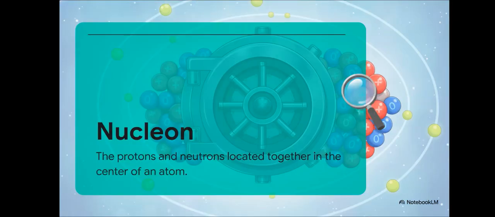Now, I want you to picture the center of an atom, the nucleus, like a heavy-duty, highly secure vault. Inside this central vault, you'll find the heavy particles. And in chemistry, we use a really specific collective term for them: nucleons. A nucleon is just the umbrella term for the positively charged protons and the neutral neutrons that are tightly packed and securely housed right in the core. So while those tiny lightweight electrons are zipping around way out on the outside, the nucleons are the heavyweights, locked safely inside that atomic vault.